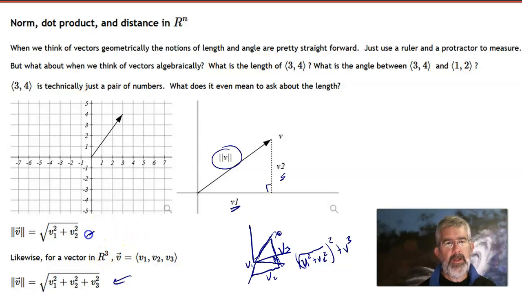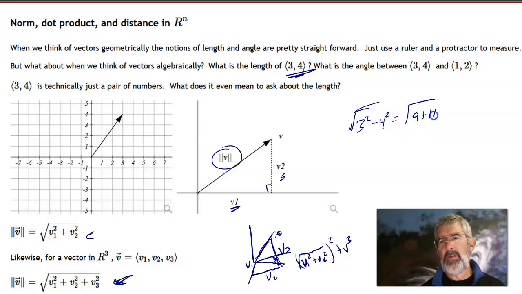This formula and this formula are both algebraic representations of what we would mean by stick your ruler on it and measure it, right? I don't have a way of sticking a ruler on 3, 4 and measuring it, but I can say, well, I can do the square root of 3 squared plus 4 squared. That would be the square root of 9 plus 16, which would be the square root of 25, which is 5. And I would know that the length of that vector is 5. And I could verify that by putting a ruler on it.